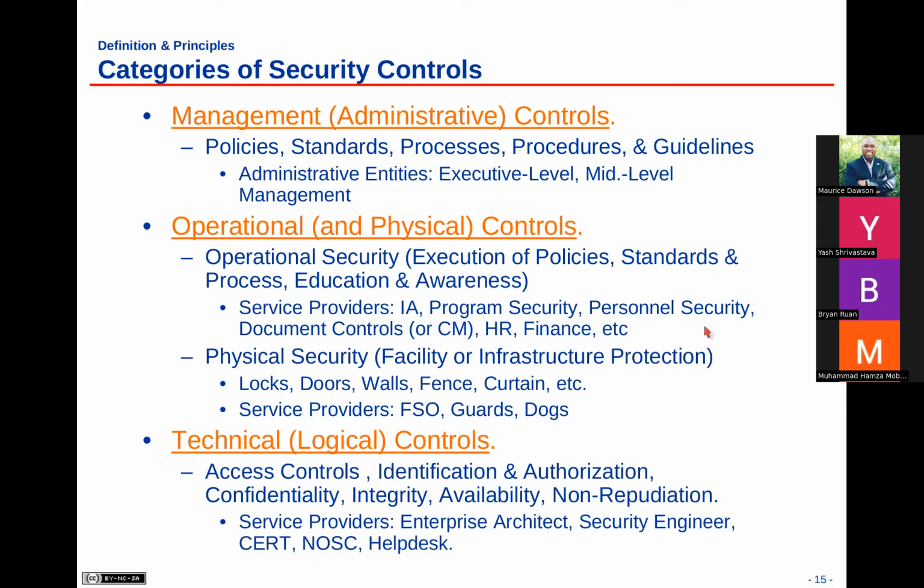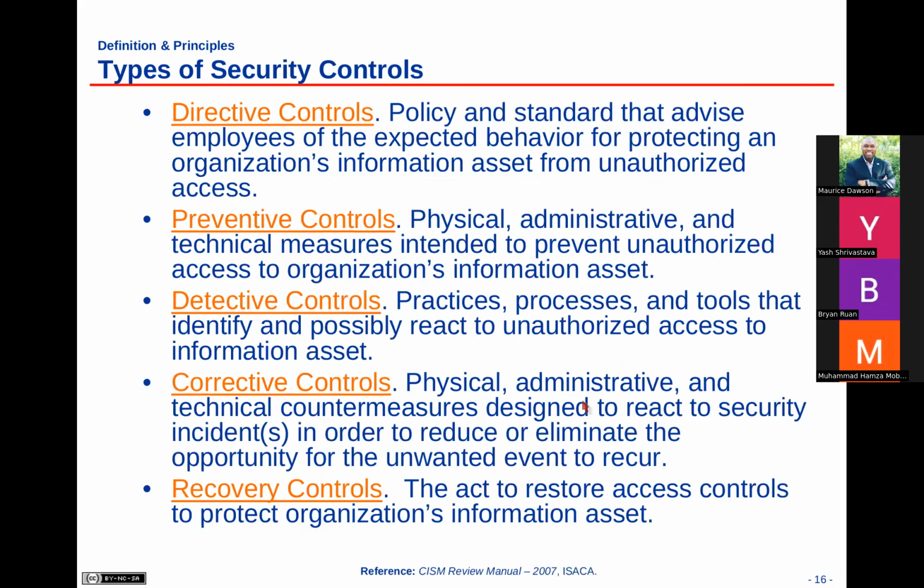CIA, or AIC: availability, integrity, confidentiality. Those are the three pillars, right? Project management is like scope, time, budget, or cost. In cybersecurity, the AIC or CIA triad is the cornerstone of everything. So here it shows your EA, your enterprise architect, security engineer, incident response, help desk. Different types of security controls, they all do sort of what you're saying.